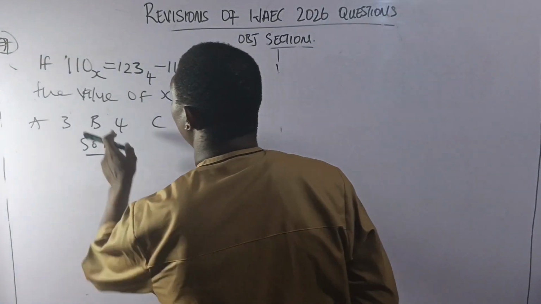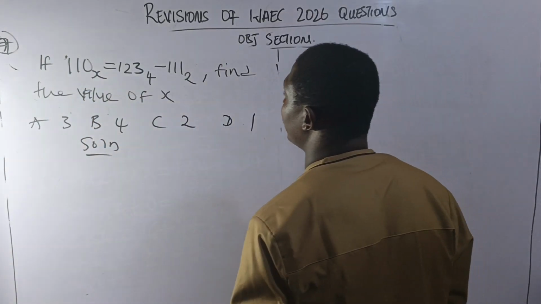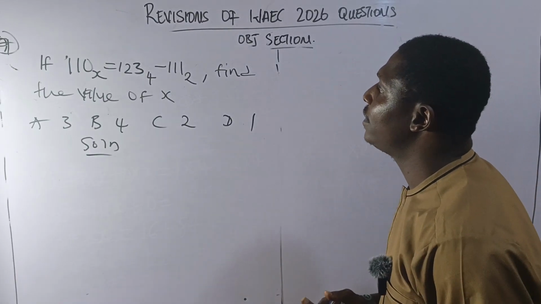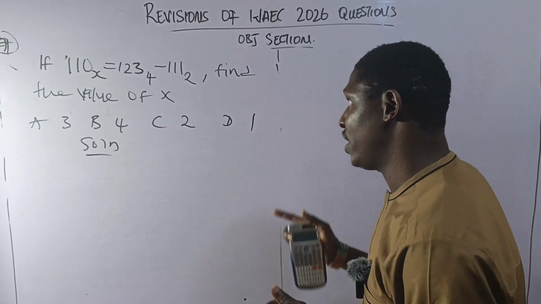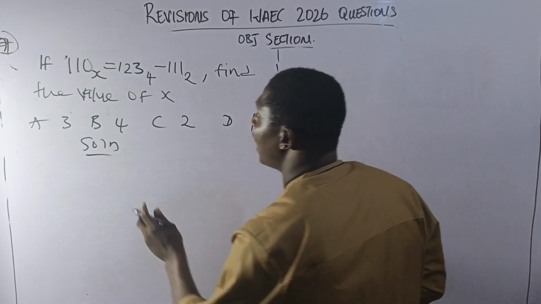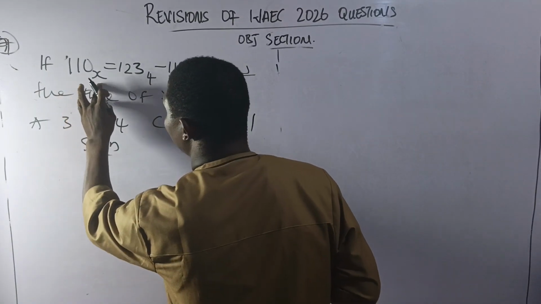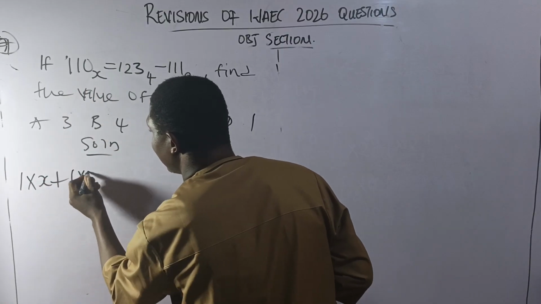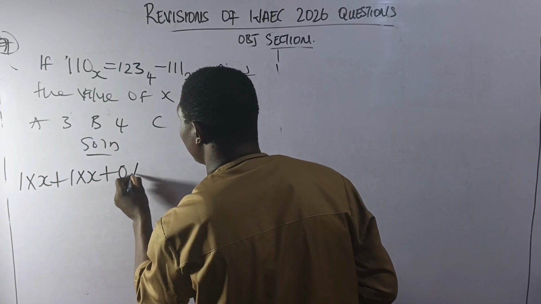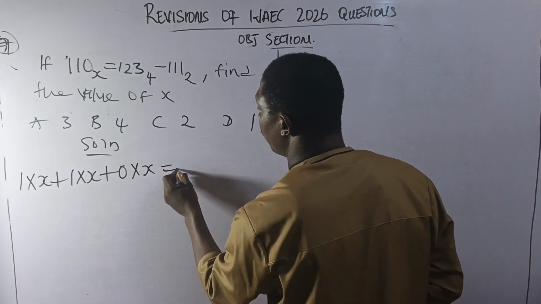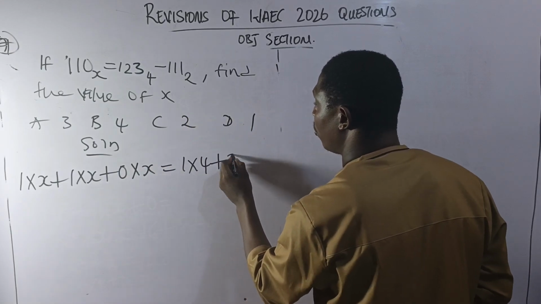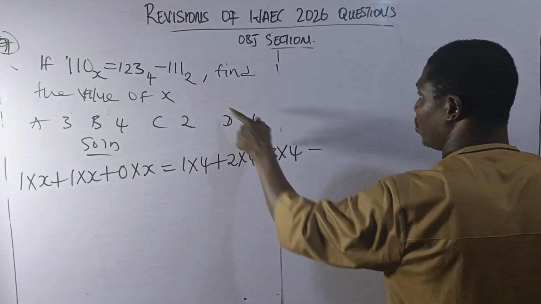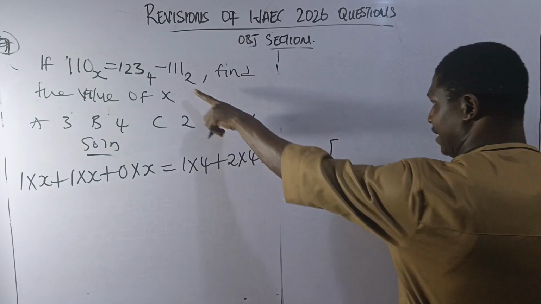So we have, if 110 base x equals 123 base 4 minus 111 base 2, find the value of x. This is a question which a science student in JS3 can easily do because of its number bases. Now, let's start. This is 110 base x. I'll have 1 times x plus 1 times x plus 0 times x, which will be equal to 1 times 4 plus 2 times 4 plus 3 times 4, minus, I'll put this in close brackets since there's a negative sign.